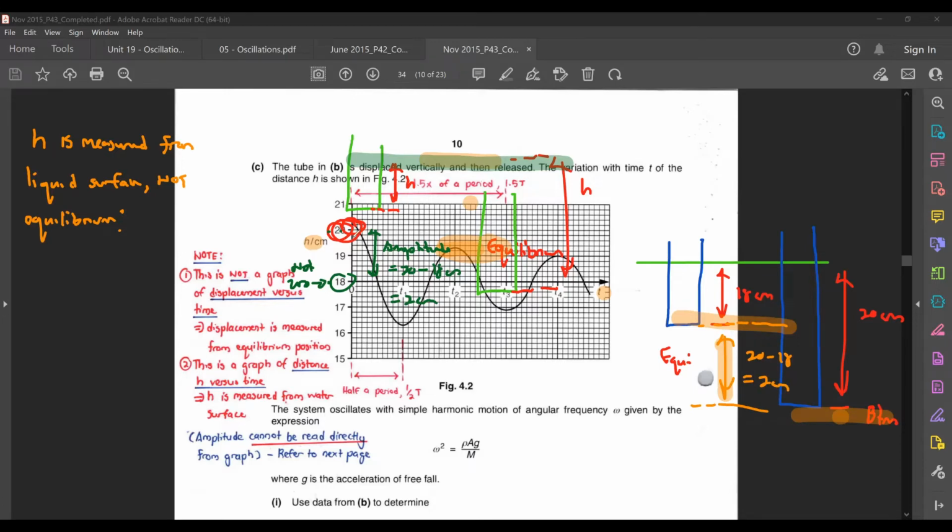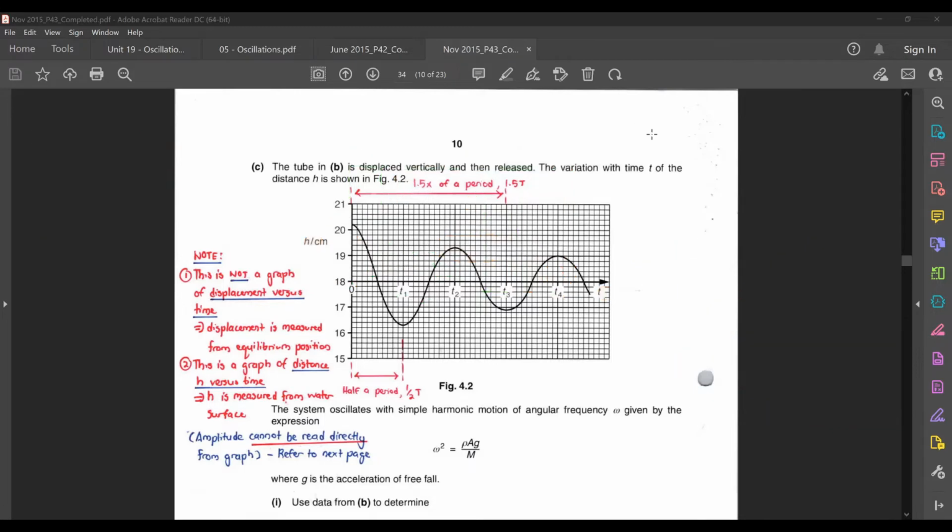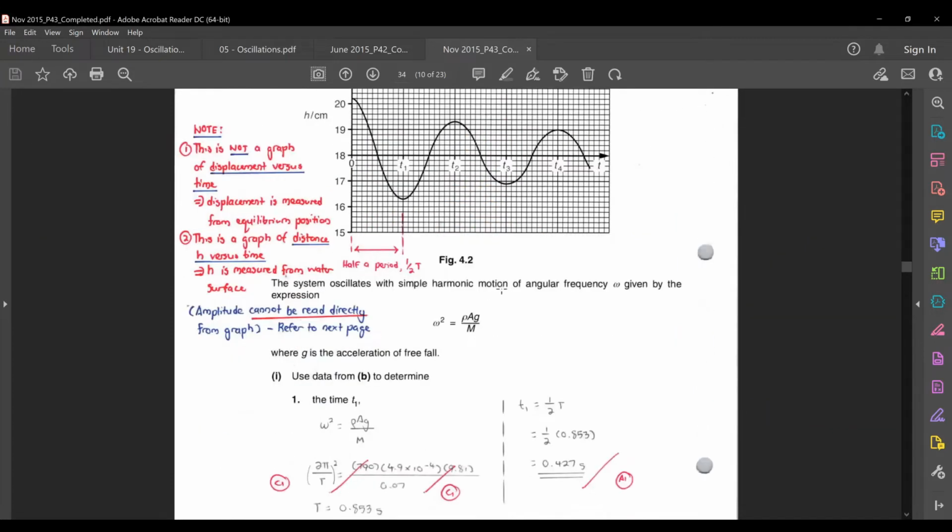All right. So to get the amplitude, just take the difference between the two values for t equals 0 as well as t equals 4. Once you've done that, you should be able to start doing the question already.